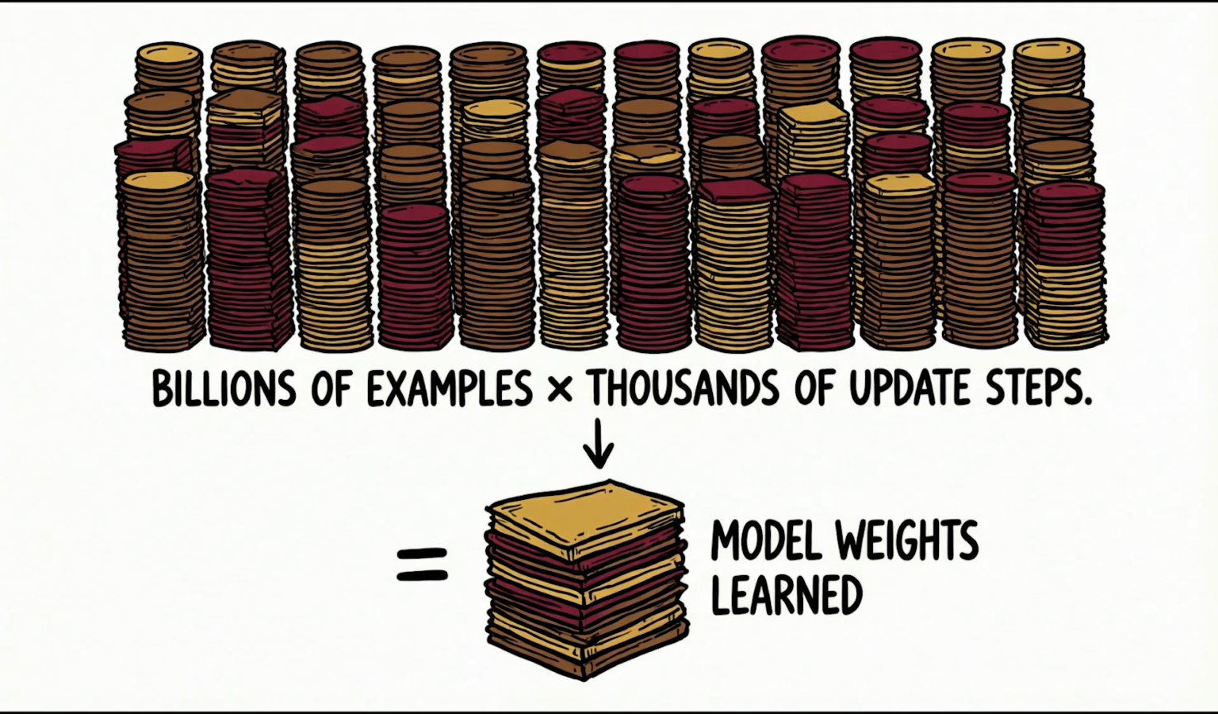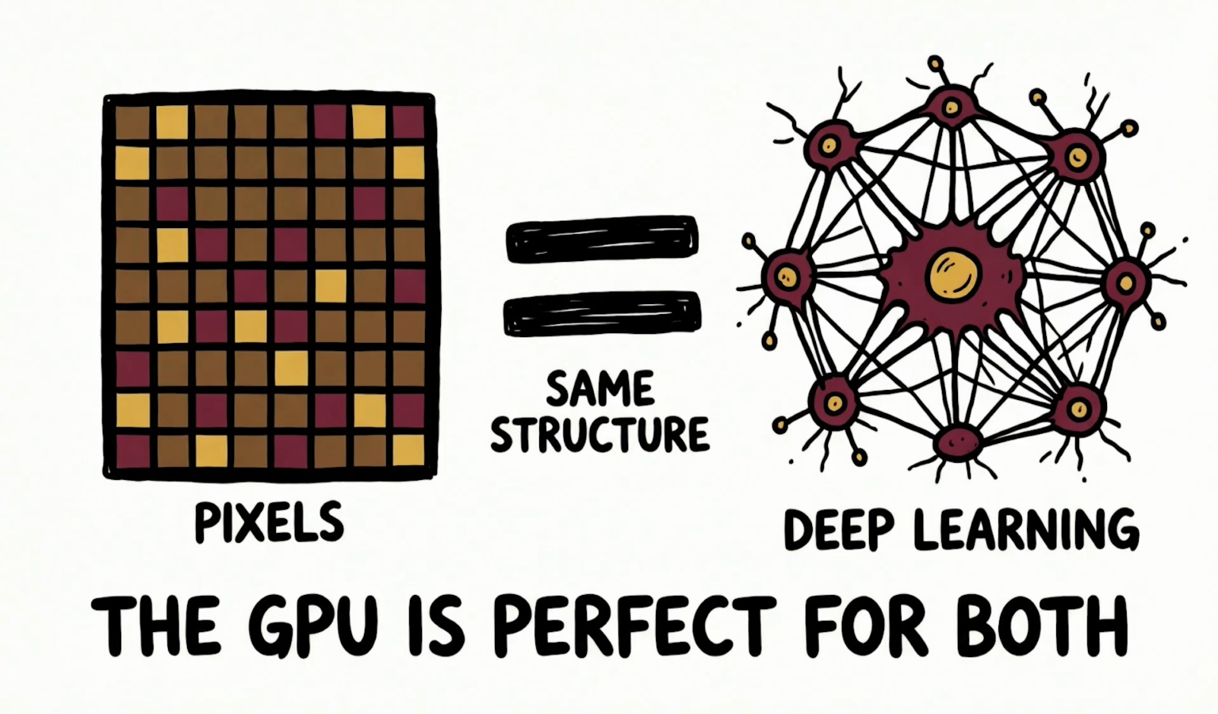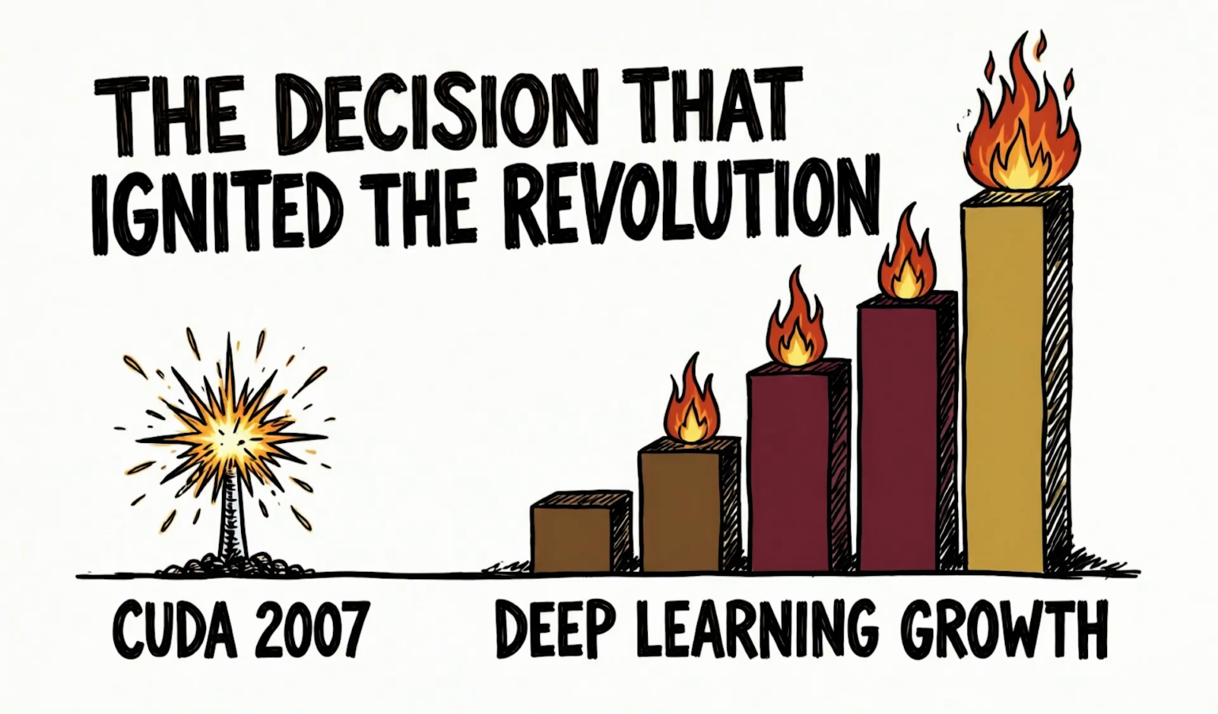Training a large model means running the computation across billions of examples and thousands of update steps. That's trillions of multiply and add operations, all of them independent, all of them parallelizable, exactly like pixels. The hardware built for games turned out to be nearly perfect for deep learning. NVIDIA recognized this and in 2007 released CUDA, a programming framework that let researchers write general-purpose code for GPU hardware without touching graphics APIs. This decision, more than any other breakthrough, is what ignited the deep learning revolution.